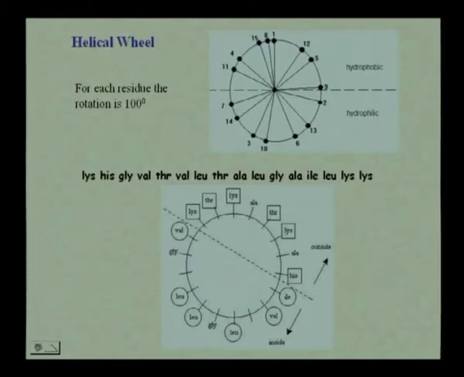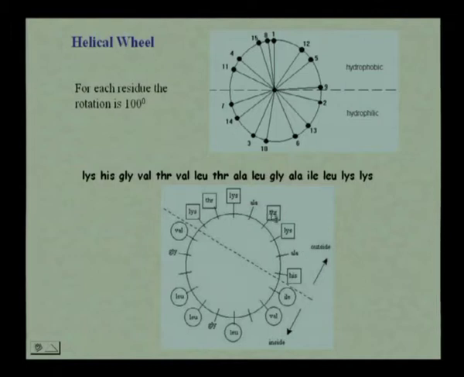Okay. Now, if we look at what is drawn here, you should have some of this at least. We have lysine, histidine, glycine, valine, threonine, and so on. So, you now know how to construct a helical wheel. Now, when you construct this helical wheel, we have a dotted line here. What is this dotted line telling me?